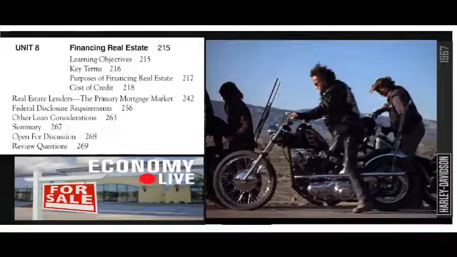California E principles 10E book, page 262, the 23rd of May 2017, 2:30 and 30 seconds p.m. Unit 8 Financing Real Estate 263.